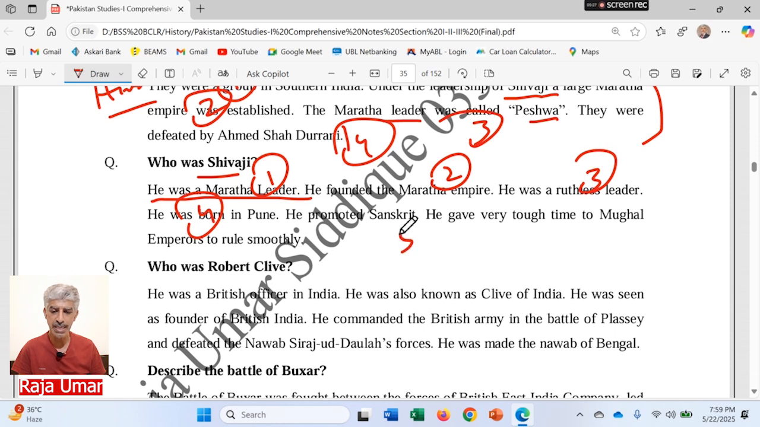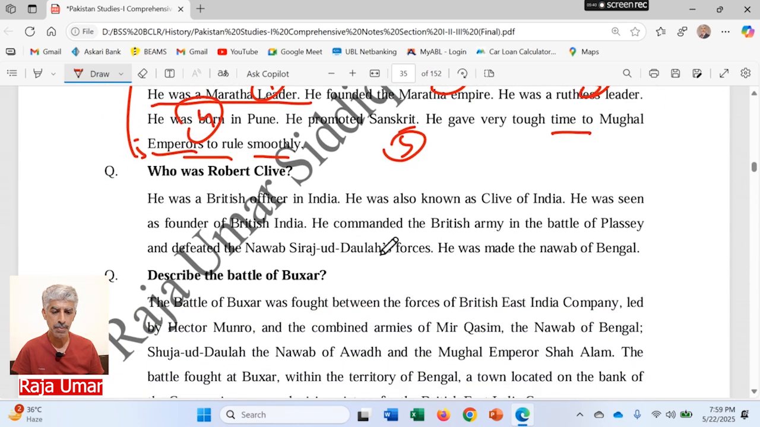He promoted Sanskrit language. He gave a very tough time to Mughal emperors to rule smoothly, especially in southern India. So the 5th point is also given over here, so it is a 4 marker. Who was Robert Clive?